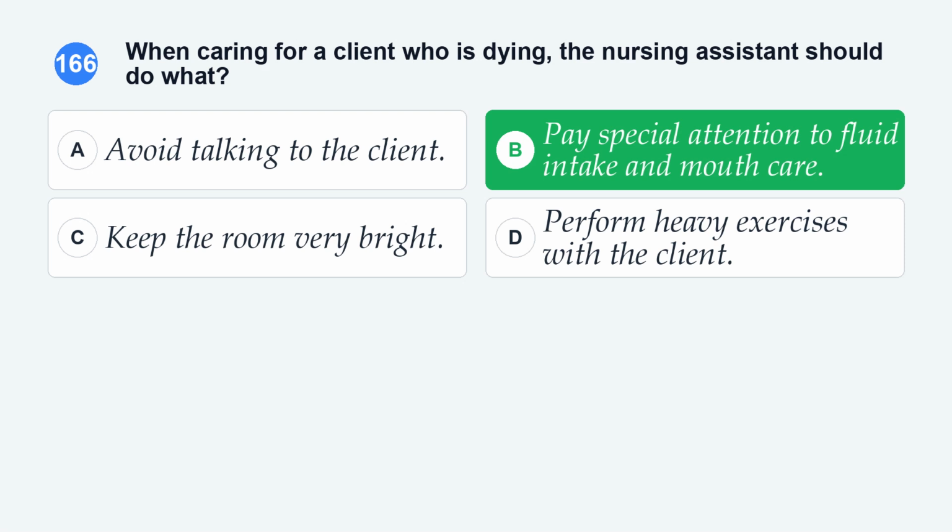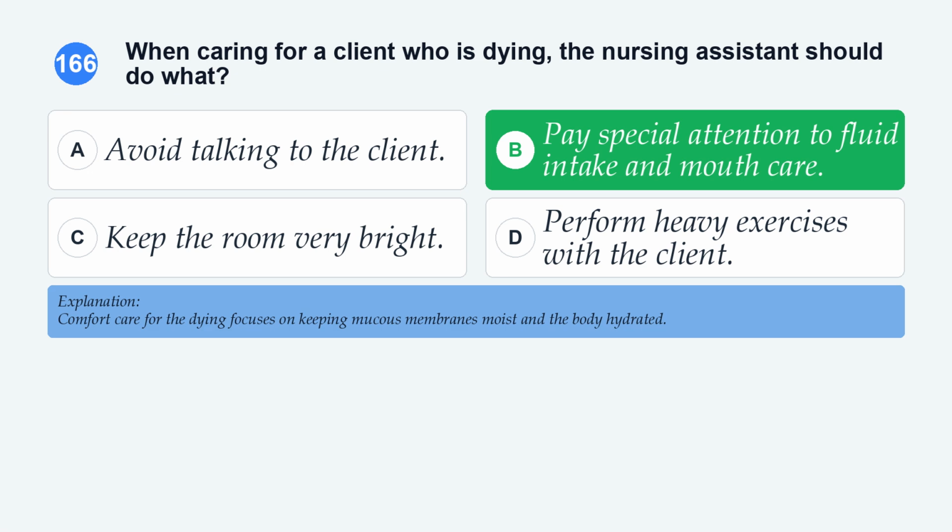The correct answer is option B. Pay special attention to fluid intake and mouth care. Explanation. Comfort care for the dying focuses on keeping mucous membranes moist and the body hydrated.